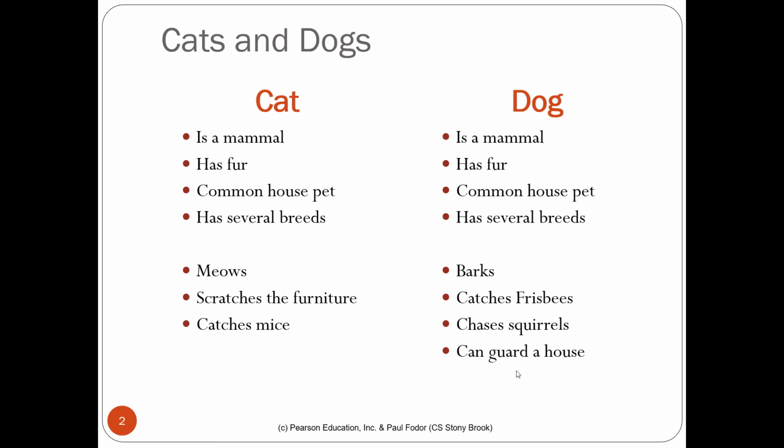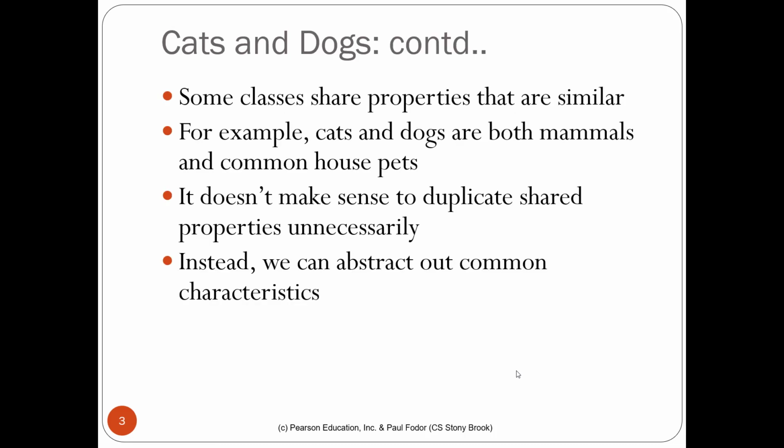Let's take this simple example and try to develop our understanding of inheritance. With the same example of cats and dogs, let's see what we will be doing in inheritance. From these two classes, we have to find the common properties that they have, and using those common properties, we will define a parent class like the mammal class. Some classes share similar properties, and the same is the case with cats and dogs. Both are mammals and both are common house pets.